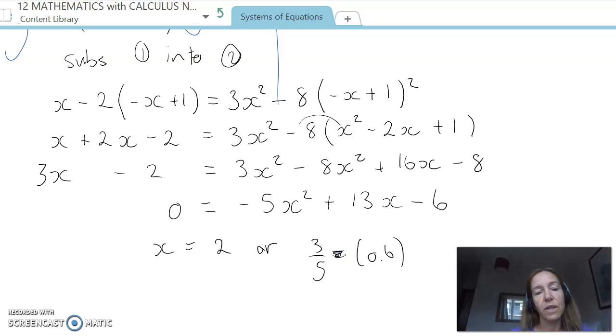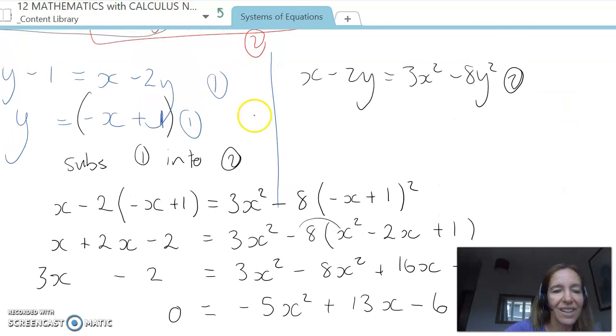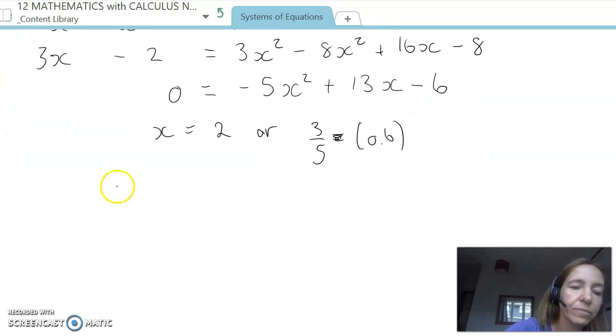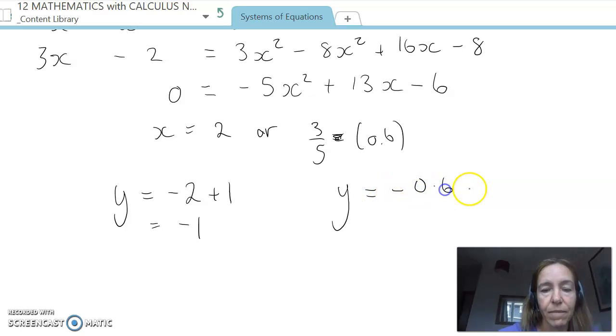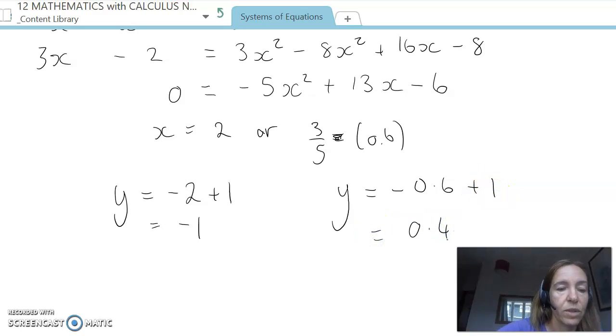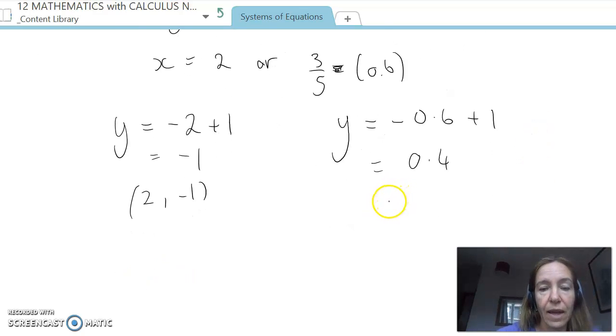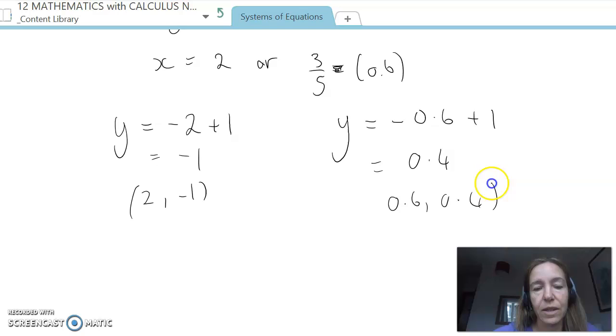And now I just need to substitute those back into my original equation. I would select this one because it is easier. So y equals minus x plus 1. So it's going to be the point 2, negative 1, or what was it? 0.6, 0.4.